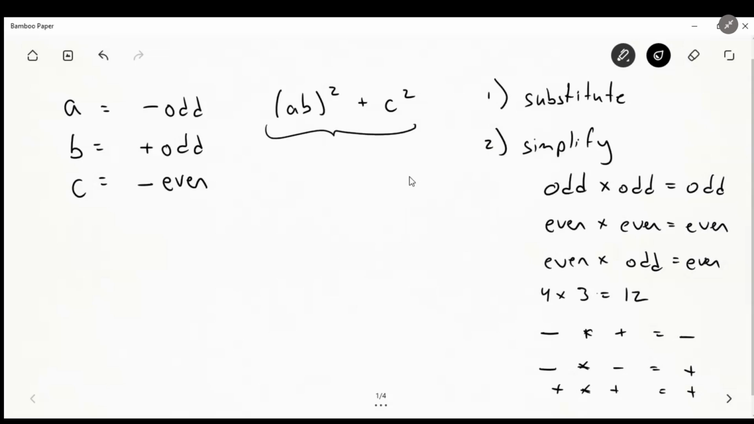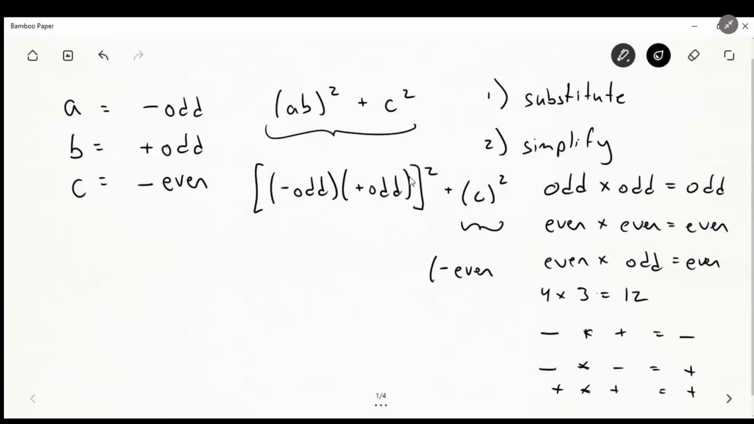So first, let's substitute in A and B. So we'll just say A is a negative odd and B is a positive odd. And this is what you're wondering about here, this C term. So I'm just going to write this out again, but we can put parentheses around the C. That doesn't change anything. And that makes it a little more clear for when we substitute in here, we're actually going to get negative even within the parentheses squared.